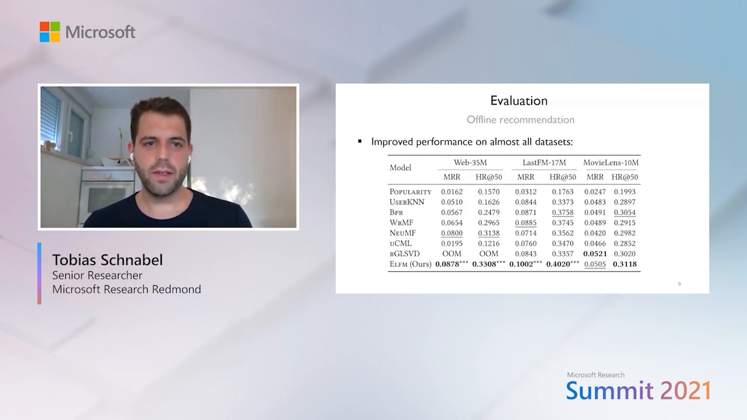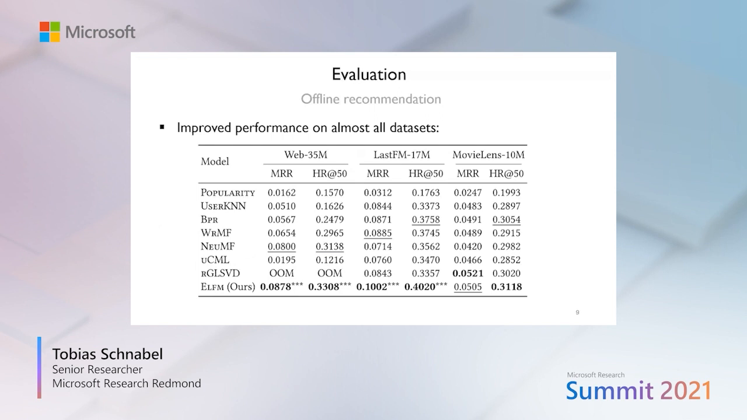In terms of the offline results, first of all, as I said, you can see that our GLSVD baseline didn't even complete, it ran out of memory on the largest data set. So that's definitely not desirable in practice. And then just for the numbers, the performance of our model is best or on par with the best baselines. So here the best numbers are in bold, and then the second best results are underlined. 3 stars mean that the results are significant at a p.01 level.